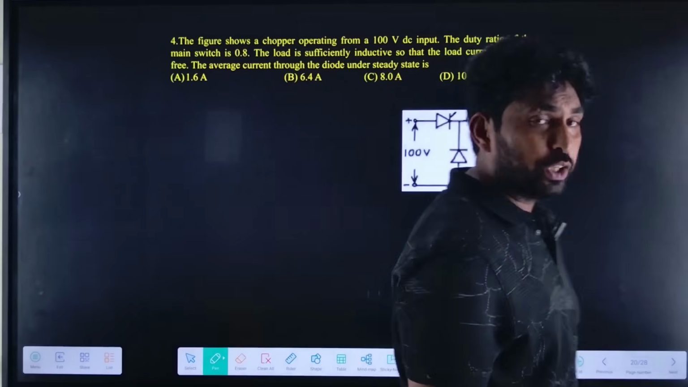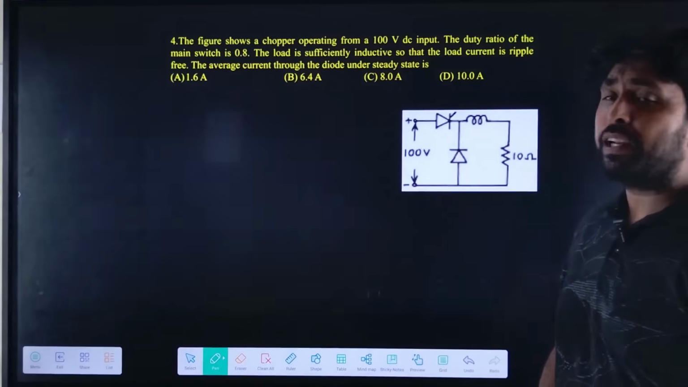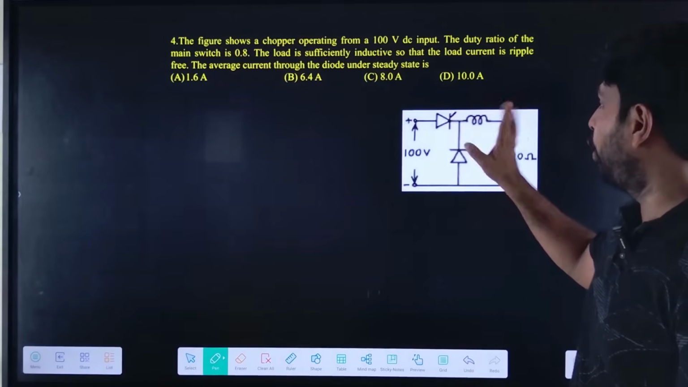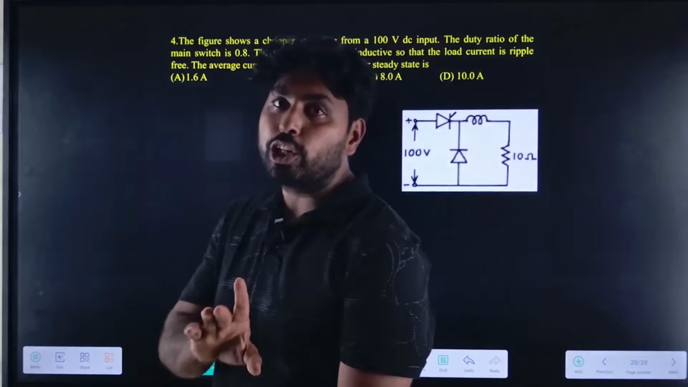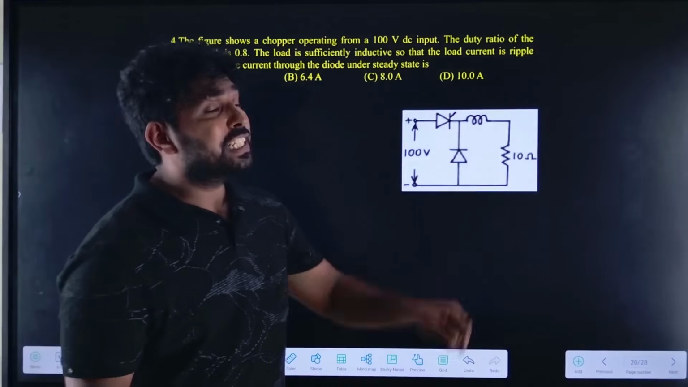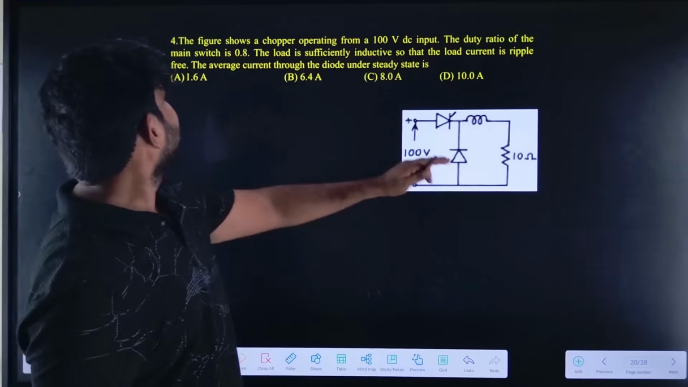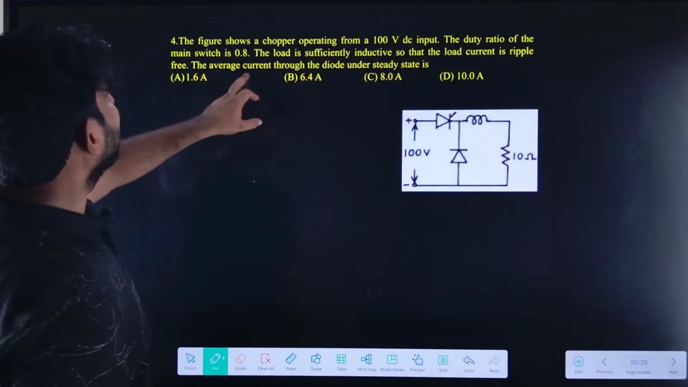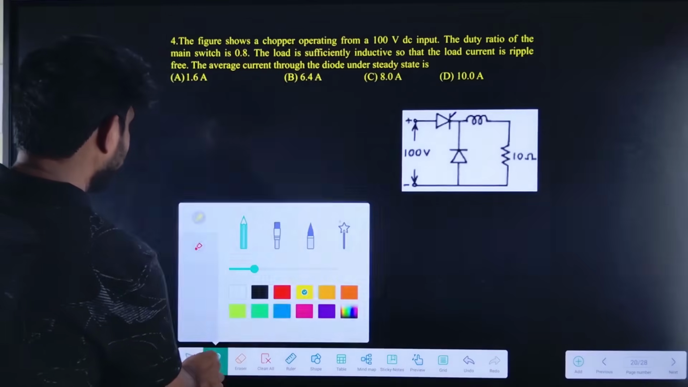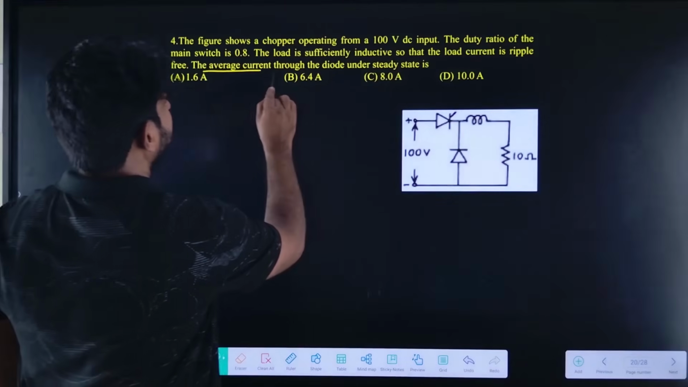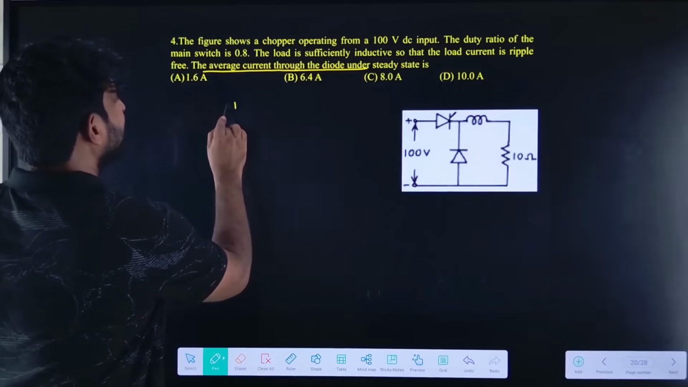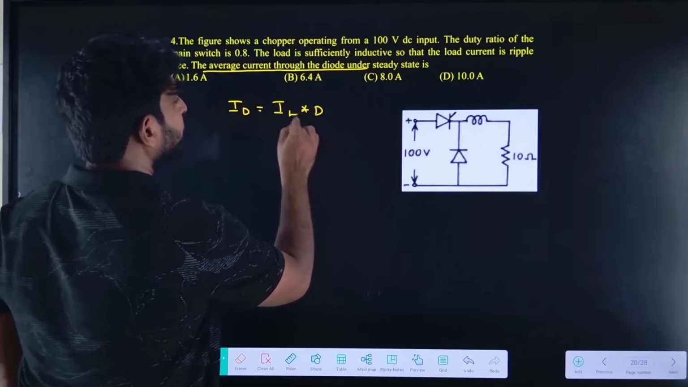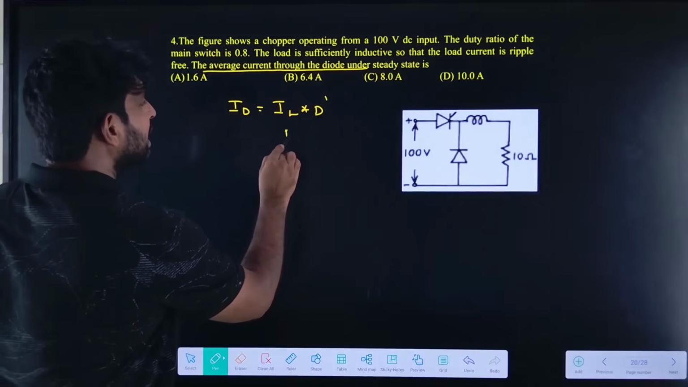So what is the type of the converter? Here, the inductor is placed at the load side. If the inductor is placed on the load side, it is related to the buck converter. Simple. Now it is a buck converter. So what we need to find? The average value of the diode current. So ID average we need to find. How can we find? It is IL into D dash, where D dash is 1 minus D.